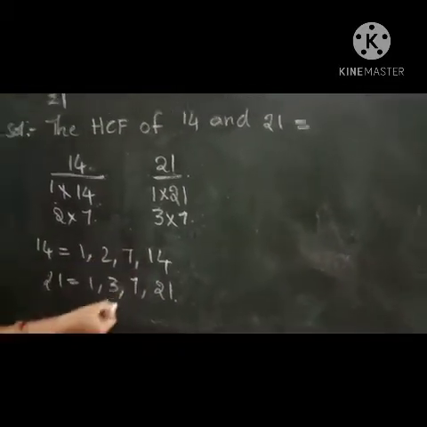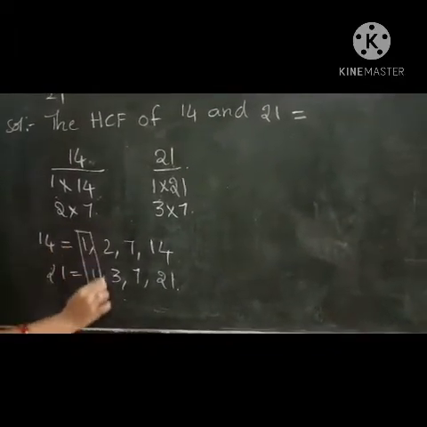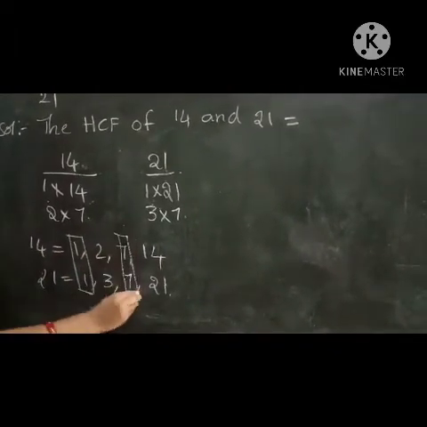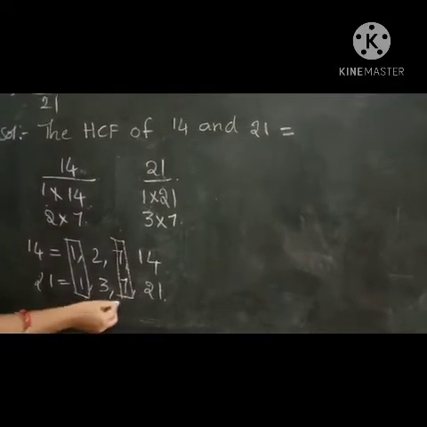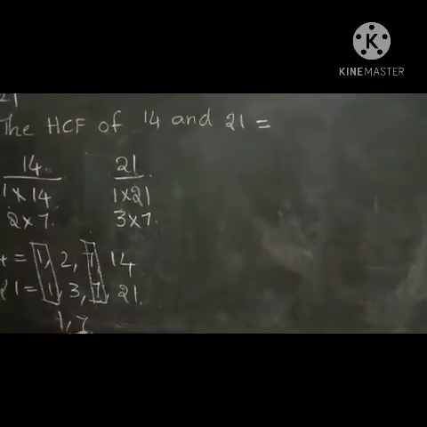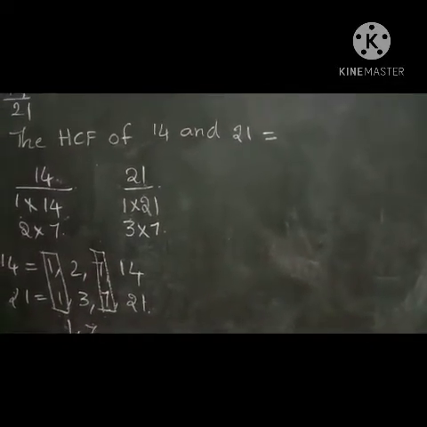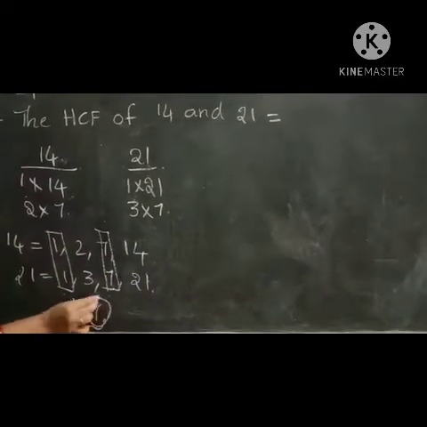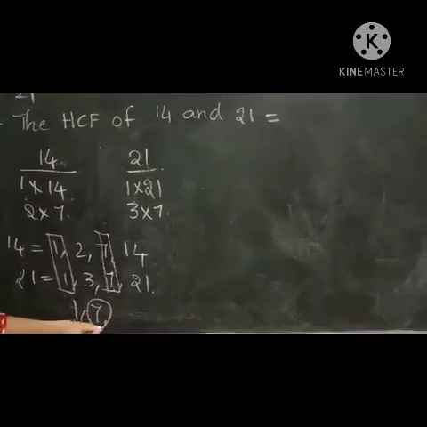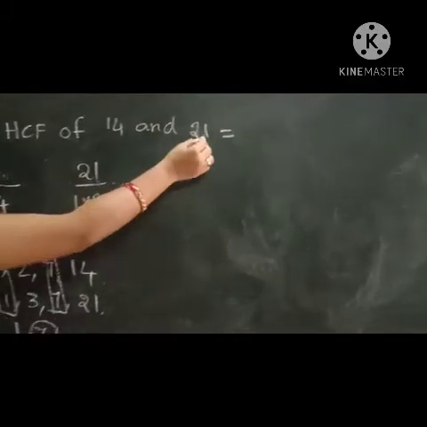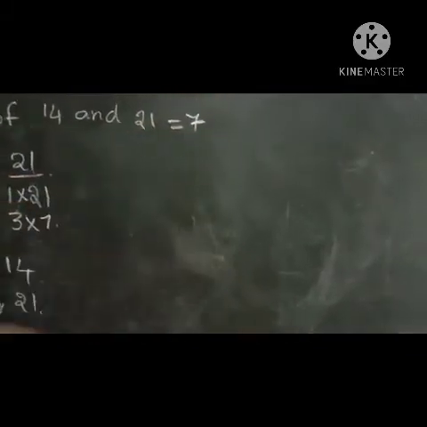Among these numbers, which are the common factors? Here 1 is a common factor and 7 is a common factor. Among these two numbers, 1 and 7, which is the highest number children? Yes, very good. 7 is the highest number. So 7 is the HCF of 14 and 21. So here write the number 7.